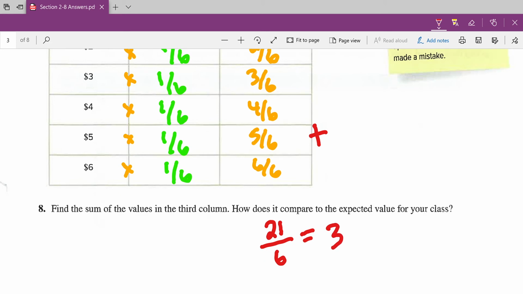It should be 3.50. So we expect to win $3.50 per roll. How does it compare to the expected value we found? We found $3.79, so we were actually pretty close. The more numbers, if we could have done 1,000 rolls, we would have been even closer. The more rolls you get, the closer you are to that expected value.